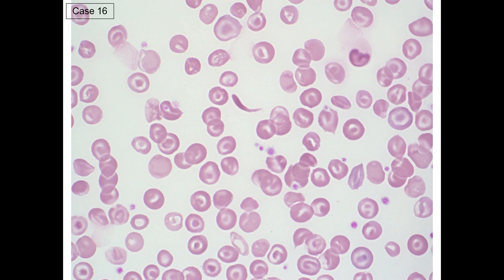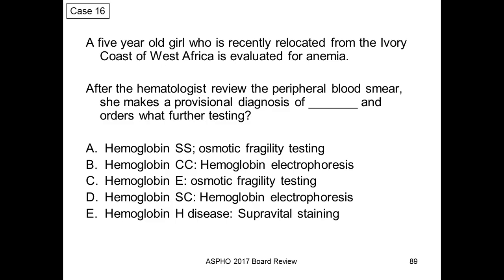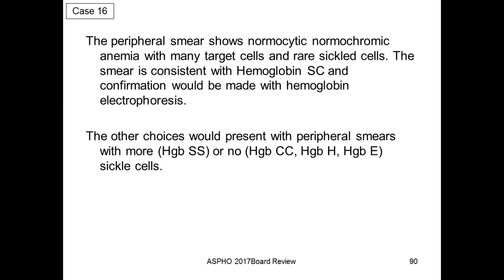What the peripheral blood smear shows is a significant number of target cells and one sickled cell in the middle of the field. So this is an example of hemoglobin SC disease, and you could confirm the diagnosis with hemoglobin electrophoresis. It shows normocytic normochromic anemia with many target cells and rare sickled cells. And the other choices that I presented would present with peripheral smears that either had more sickled cells, such as hemoglobin S disease in an acute sickling crisis, or no sickle cells with hemoglobin CC, hemoglobin H, or hemoglobin E.